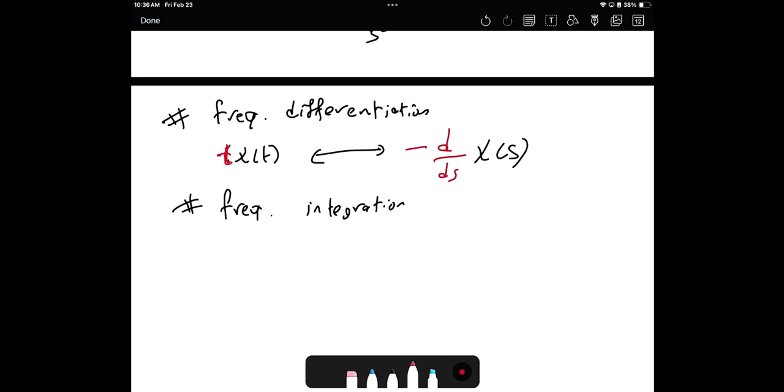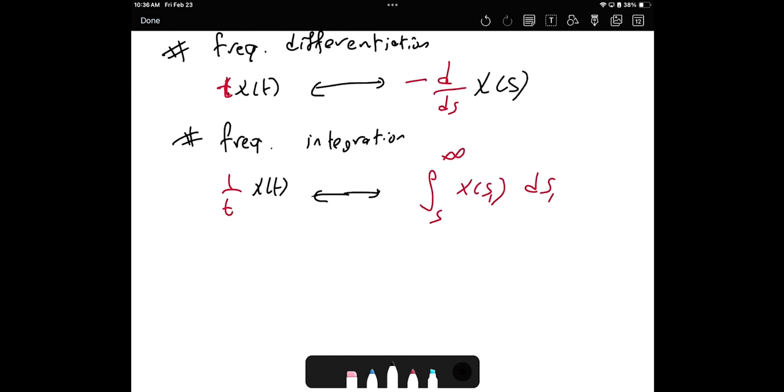Basically, we have 1 over t x of t. So this will be the integral from s to infinity of x of s ds. But in order to distinguish between this s and this s, I will add s1. So s1 is called a dummy variable, just to distinguish between the s in the integral and the other s. So basically, if it is 1 over t, this will make an integral. If there's t, this will make a derivative.